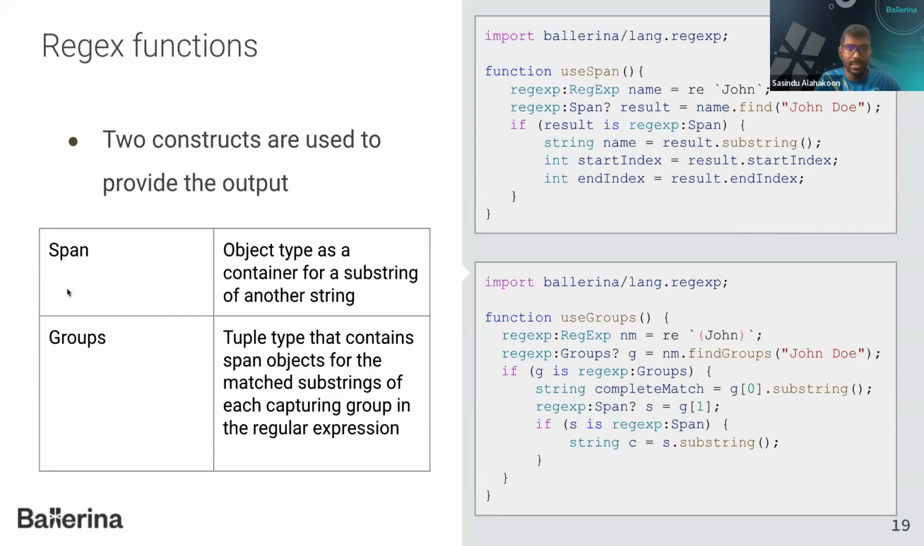And the second construct is the groups type. This is a tuple type that contains span objects. It represents the matched substring for each capturing group in a regular expression. The first span member in the groups tuple object contains the complete matched substring. The other span members in the tuple will contain the substring of each capturing group. So the i plus one member of the groups tuple represents the ith capturing group's details.